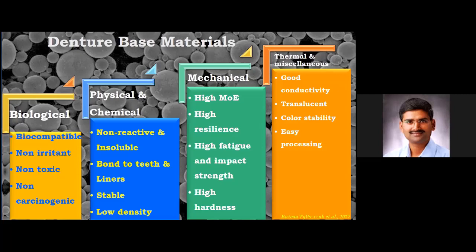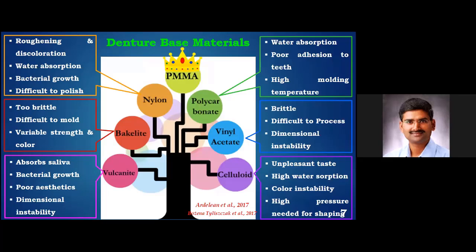The history of development of dental materials is quite long, and there have been a variety of materials that have been introduced and ruled the field of making dentures for a certain period of time, until the most widely used material, that is polymethyl methacrylate, was introduced during the late 1930s. Although we have vulcanite, celluloid, nylon and other varieties of materials, each of them had some problem or the other which made them very difficult to use for long-term clinical use.